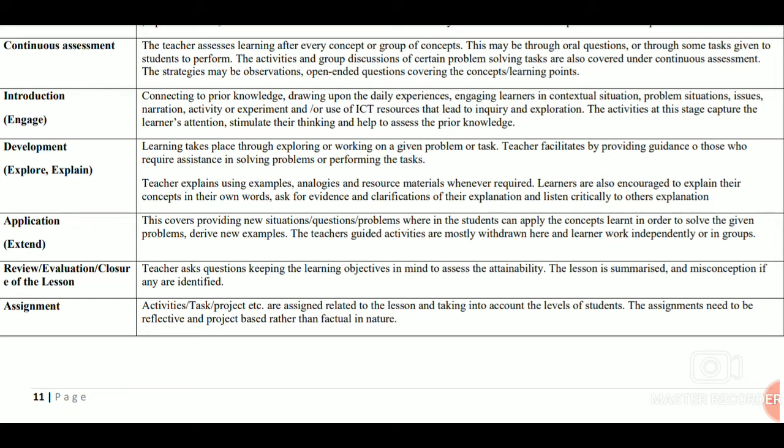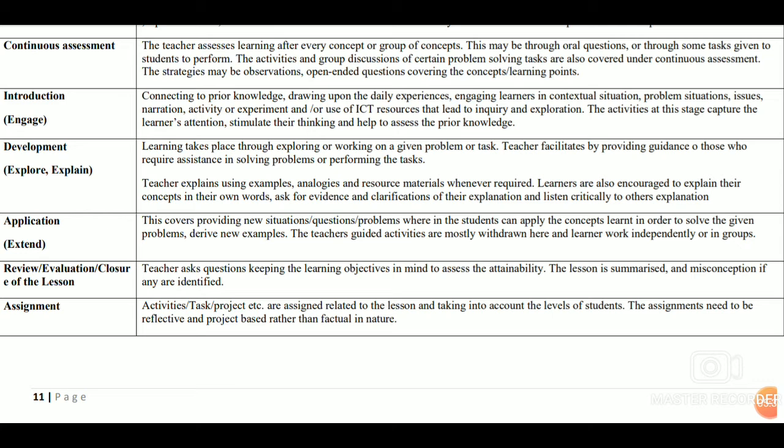Once the explore part is done, we will move on to explain. In this part, the students should be encouraged to explain whatever they have found or understood after exploring. Once that is done, we will move on to the application part or the extend part. In this part, the students will apply whatever they have understood from exploring in the previous stages. They will apply that understanding to work independently, or it may be collaborative learning as well, so they can work in groups as well. So this is the apply part.